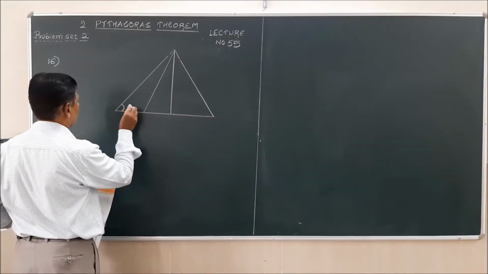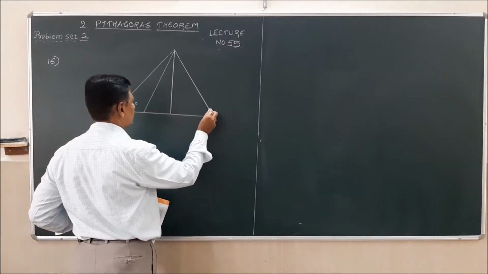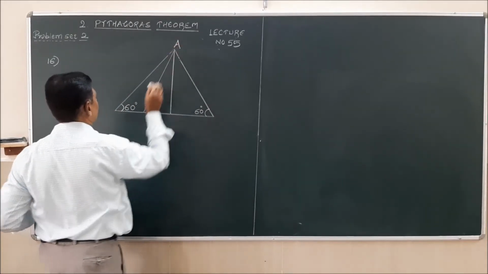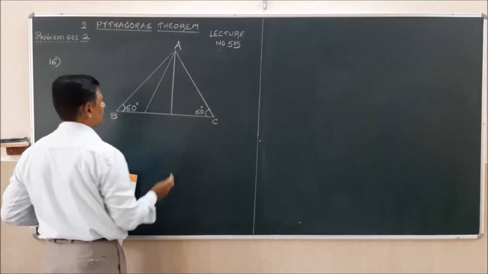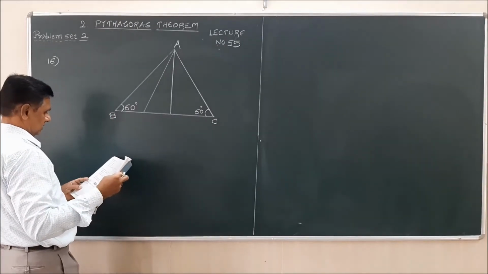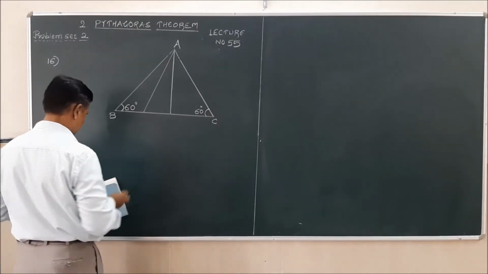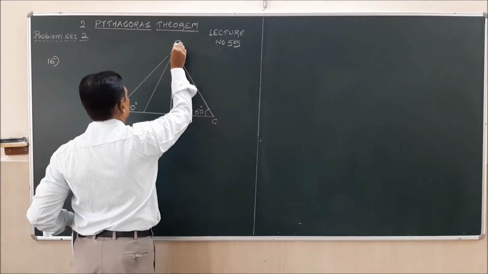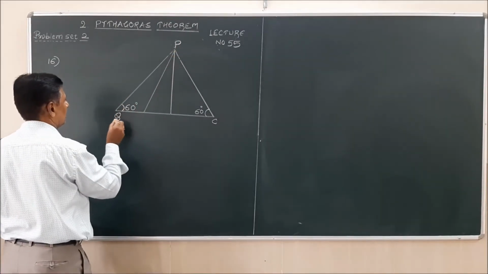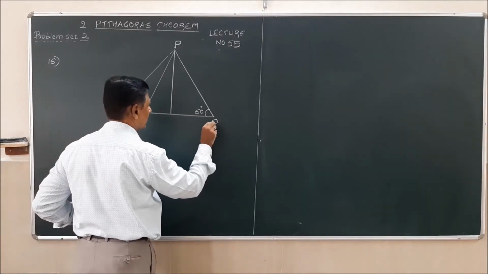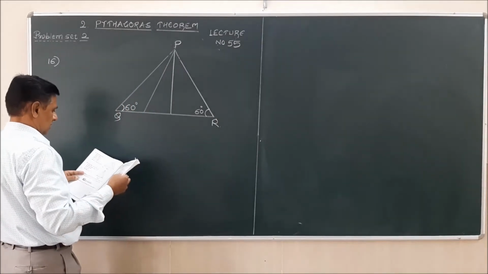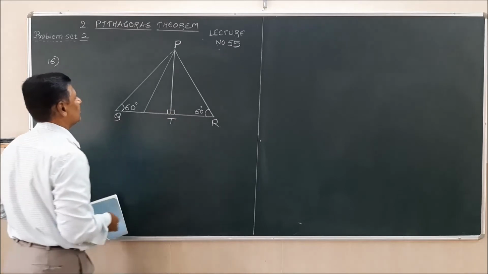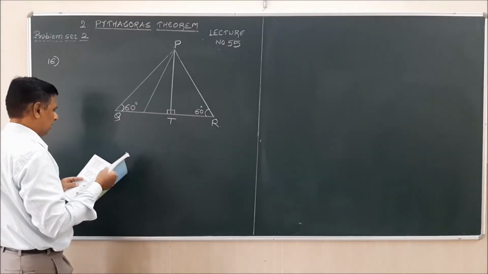This is a 60-degree angle. This is also a 60-degree angle. The name of the triangle is PQR. T is given. Please make a correction in the textbook if it is not given as 90. It is perpendicular.